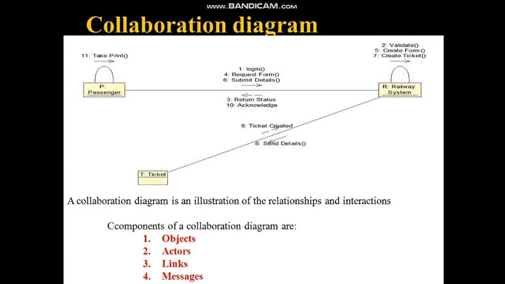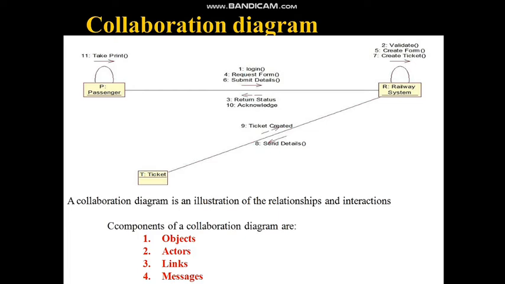A collaboration diagram is also known as a communication diagram. It is an illustration of relationships and interactions among software objects in UML, that is Unified Modeling Language. These diagrams are used to represent the sequence of messages that are flowing from one object to the other object. Now the four major components of this collaboration diagram are objects, actors, links and messages.